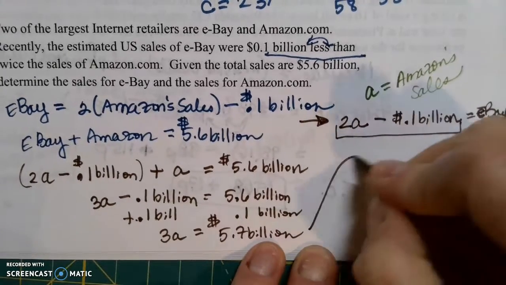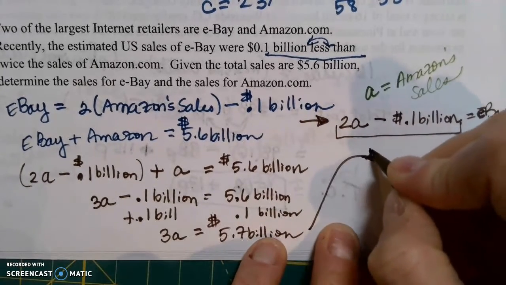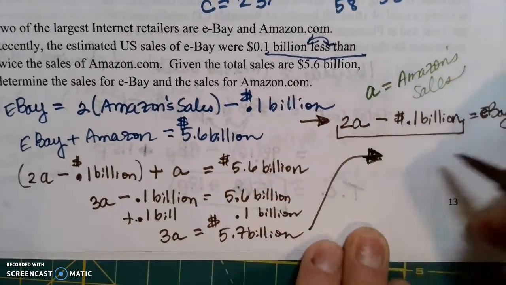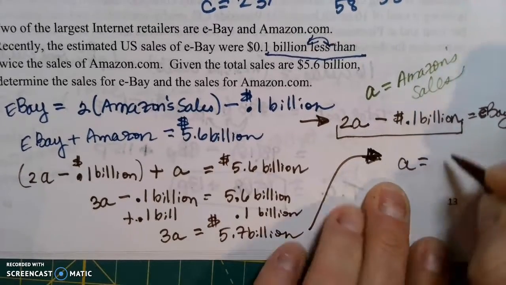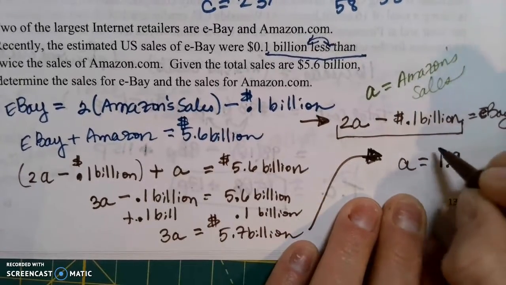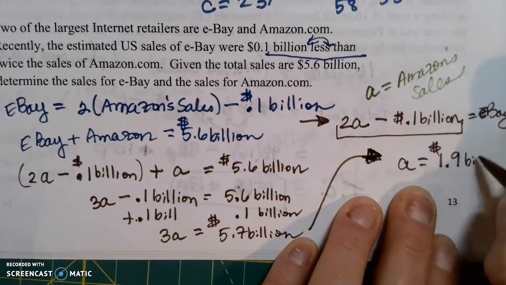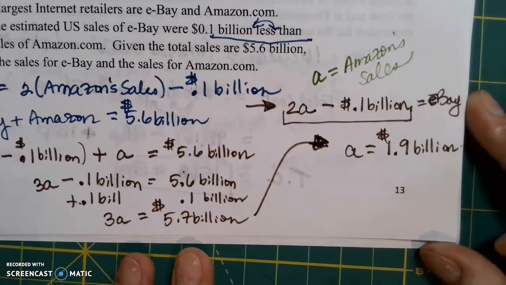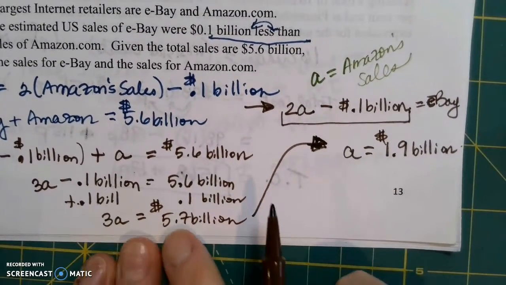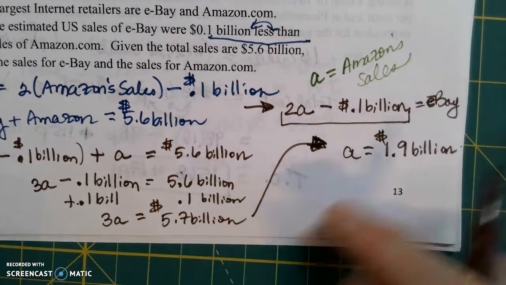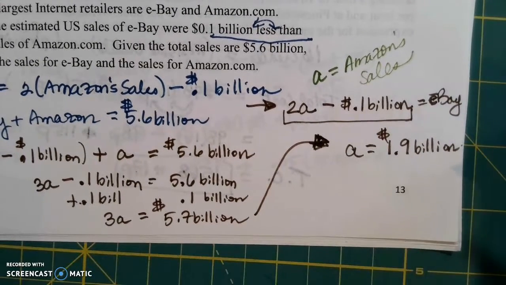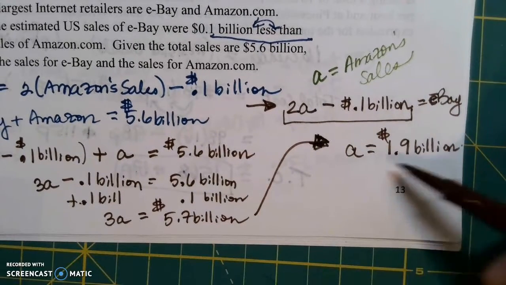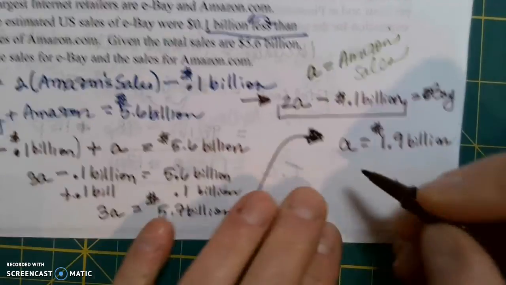All right, so that is going to give us A will be 1.9 billion dollars. As I divide by 3, it's still going to be billions because 3 divides 5.7, and we still end up with something that's bigger than 1 here. So Amazon's sales are 1.9 billion.